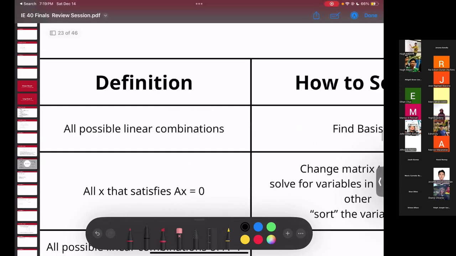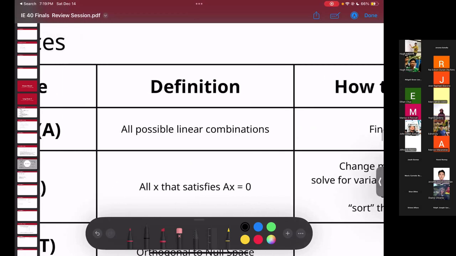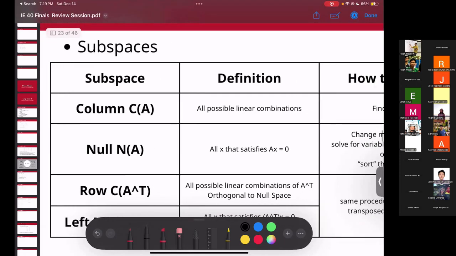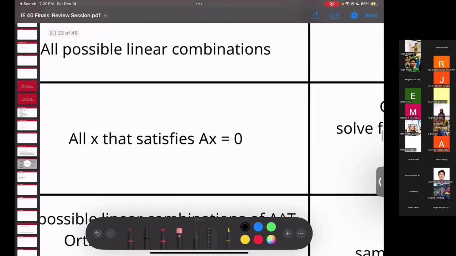Okay, I hope that was clear. But that's basically what the basis is, and it's going to be important later when we're looking for the answer. Second is null space. It's basically just all the vectors that satisfy the multiplication.